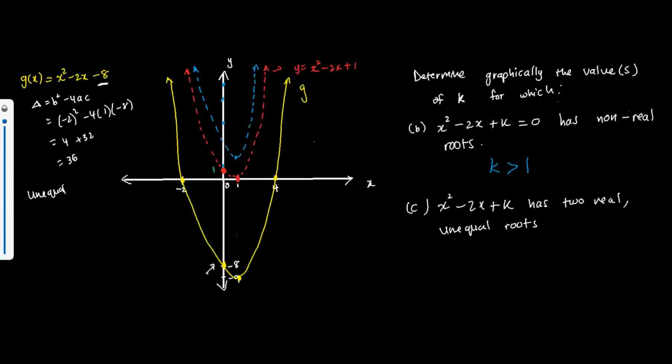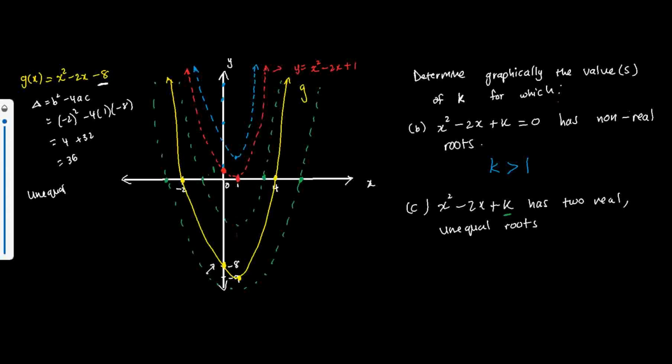Let me use green. When will it have 2 unequal roots? When the graph g of x meets that definition. But of course, there could be many values of k that could meet that definition as well. Like for example, if I shift the mother graph 1 unit down, it still has 2 real and unequal roots. If I shift it a few units up, I'm not sure by how many, it still has 2 equal roots.